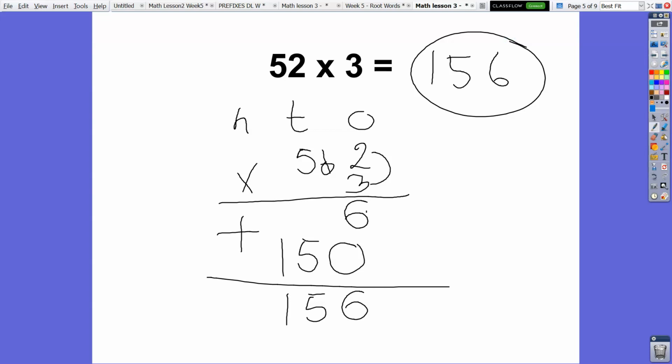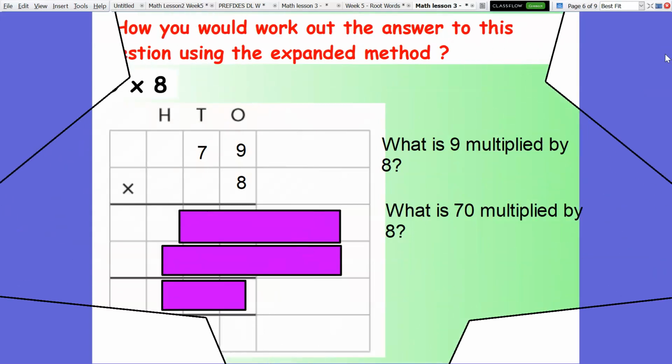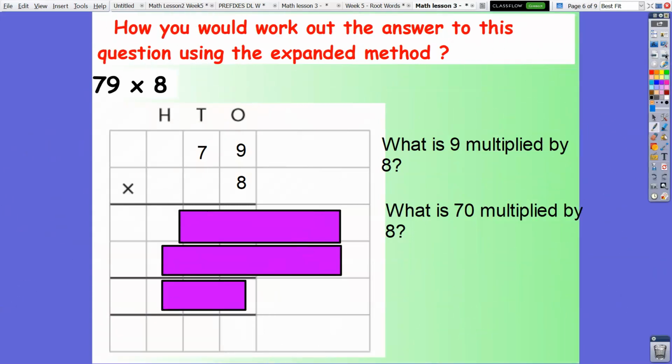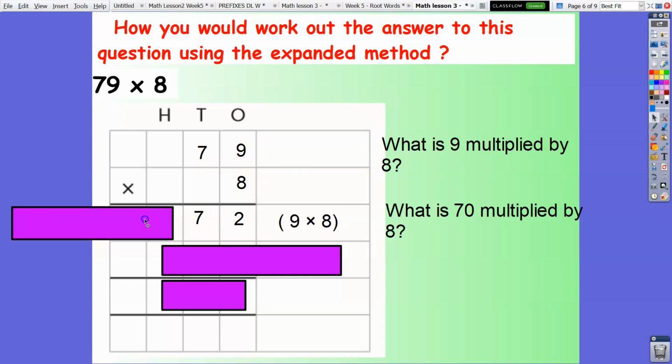Do you understand it now? Good job. Now let's try this one. So this is the procedure and how to write it. I would like you to pause the video and calculate the number problem. Now let's reveal the answers. First thing, you have written it already in columns. So you multiply the ones digits, 9 times 8, and that is 72.